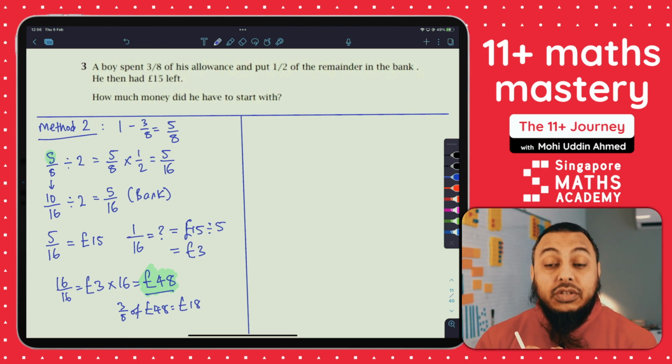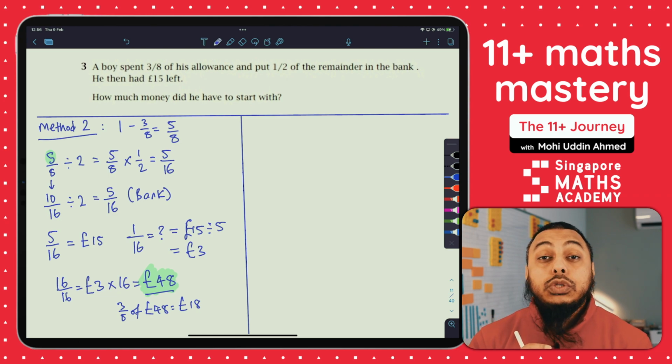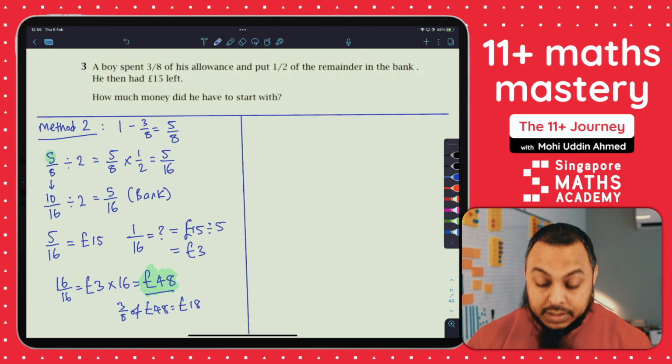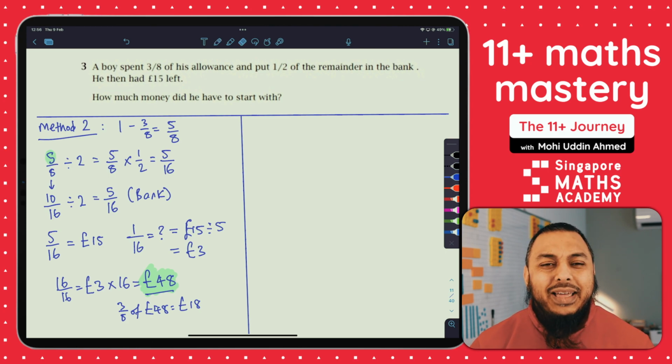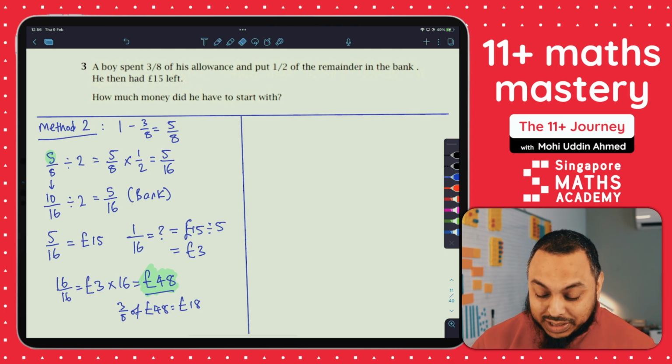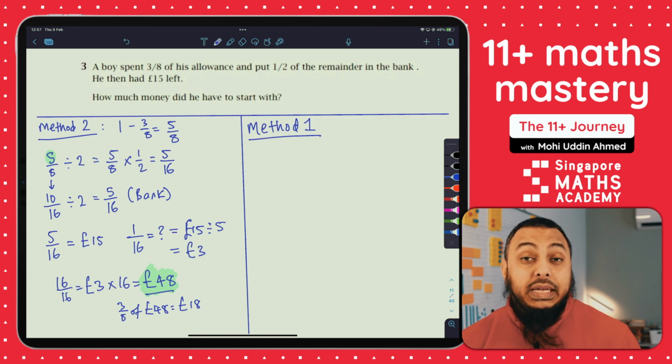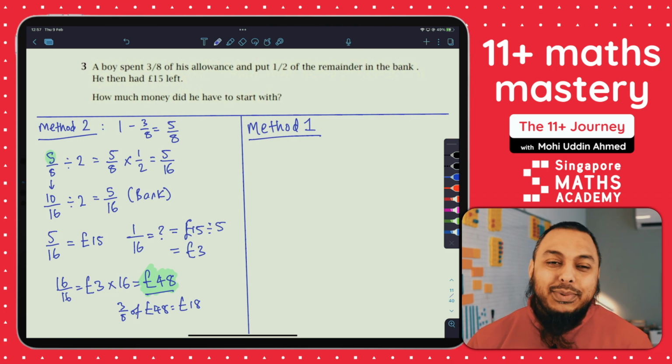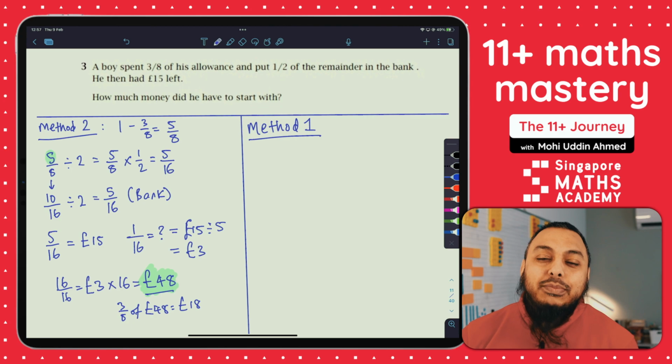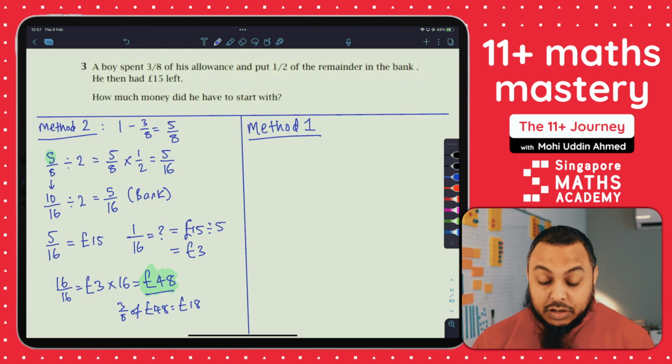It's the understanding that's going to elevate them to be able to solve more challenging problems. So let's look at method. I wrote method 2 here. I don't know why, but it should be method 1. We're going to write method 1 now instead, when we work backwards. Method 1 will be what we'd possibly use for this question.